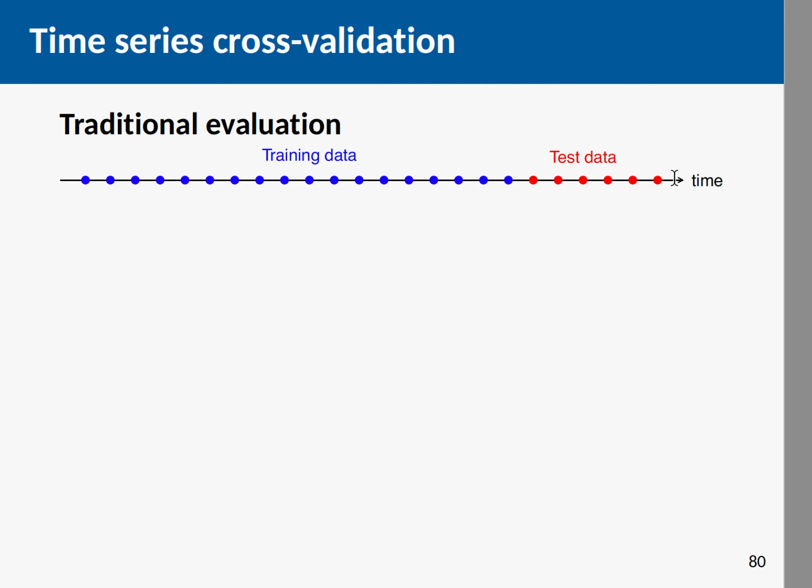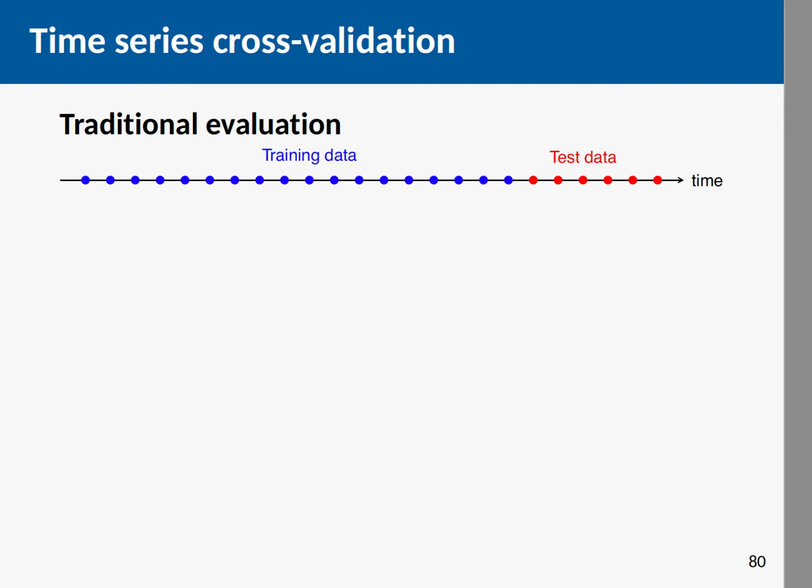In our traditional evaluation, we have some training data and some test data. The test data is about 20% of your data set, and your training data is about 80%. We use the training data to fit a good model, and then we forecast H periods ahead and compare our forecast to the test data. So that's what we're doing in our traditional forecast evaluation.